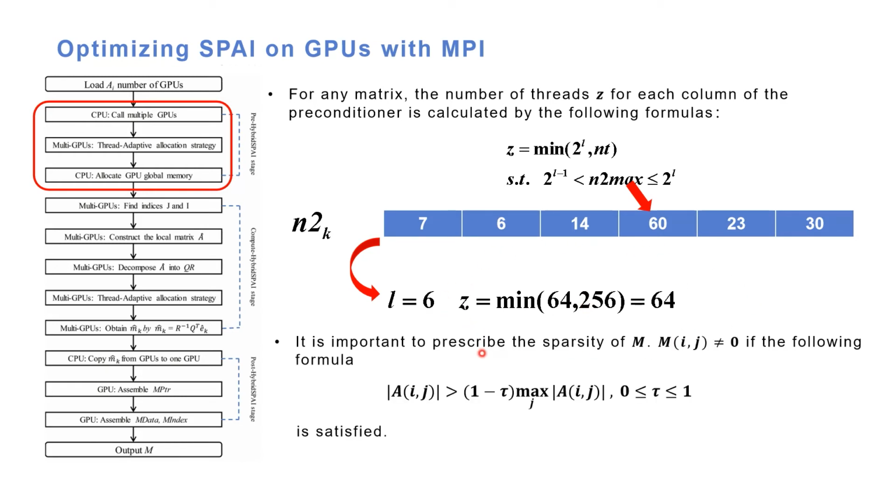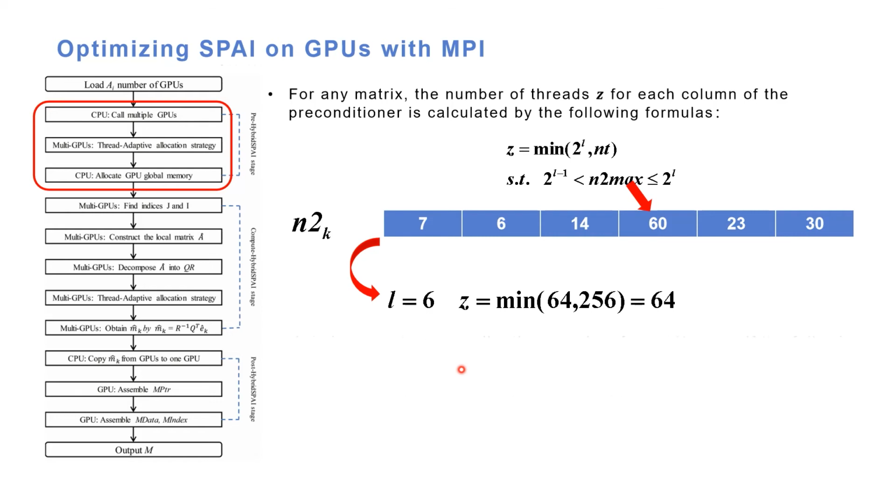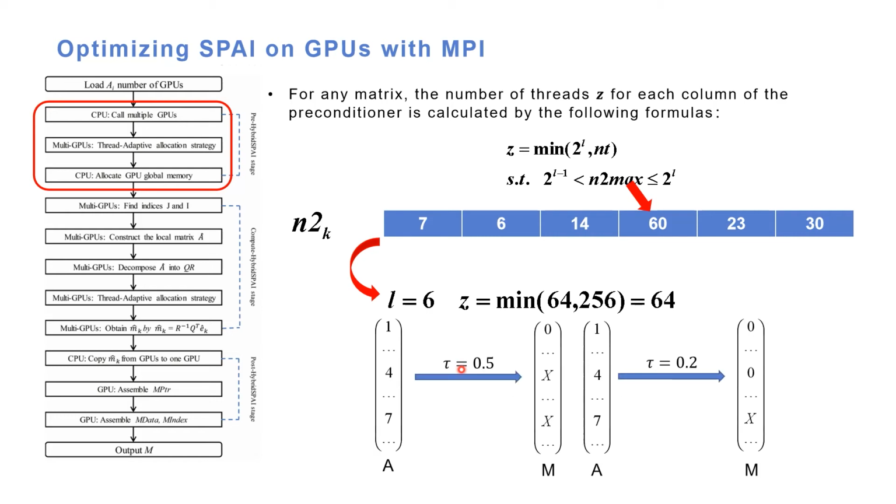In addition, it is important to prescribe the sparsity of M. Mij is considered non-zero if the following formula is satisfied. And we can see from this example that the smaller the artificially defined parameter is, the more sparse M is. When the parameter is equal to 1, matrix M has the same sparsity as A.